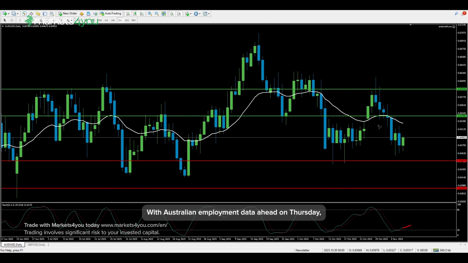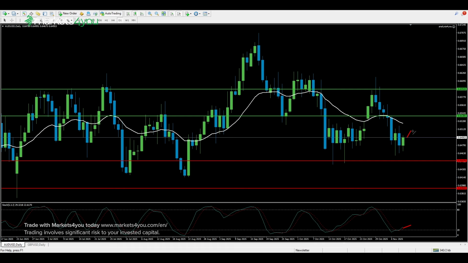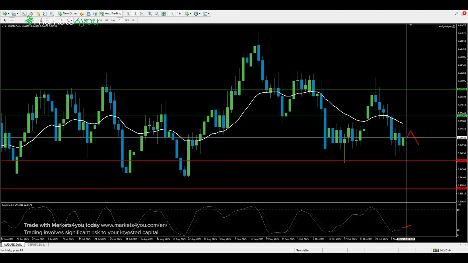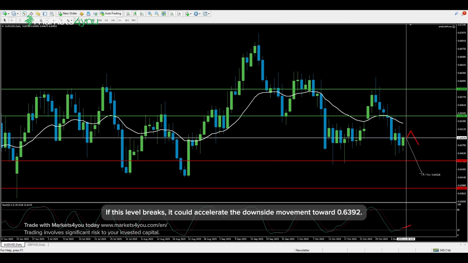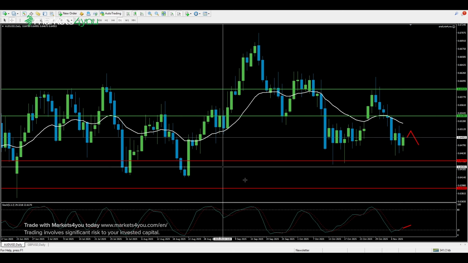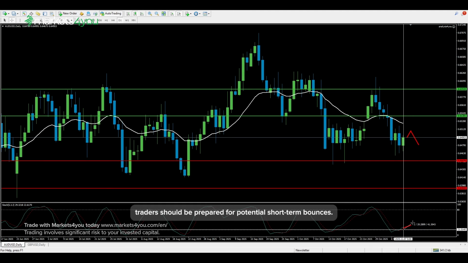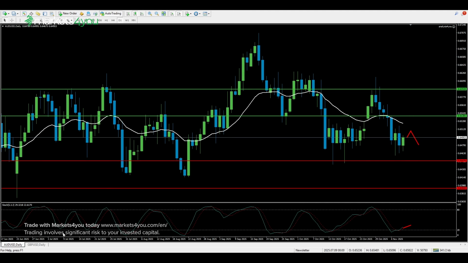With Australian employment data ahead on Thursday, this will be an important event for this pair. The employment figures are expected to show 20,000 jobs added with the unemployment rate potentially holding at 4.4%. The 0.6448 support level will be crucial to watch. If this level breaks, it could accelerate the downside movement towards 0.6392. However, with the stochastic in the oversold area, traders should be prepared for potential short-term bounces.